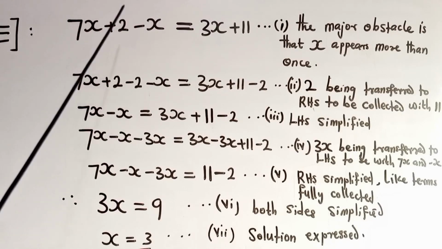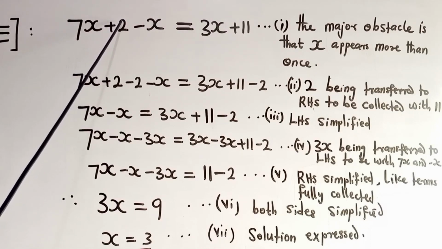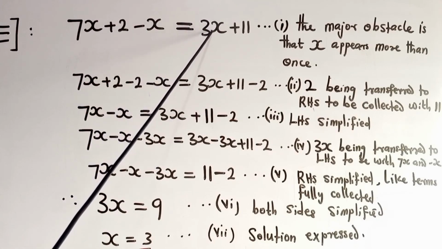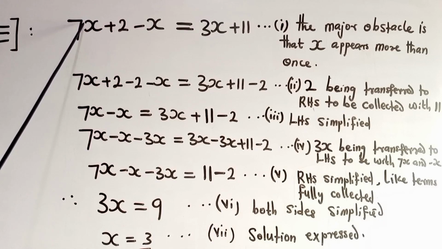What it means is that by this suggestion, this 2 should go and meet this 11, while this 3x should go and meet this 7x and minus x. It does not mean that this is compulsory. It is simply for convenience that we ensure that the terms that contain the variables are collected to the left-hand side and the constants on the right-hand side.